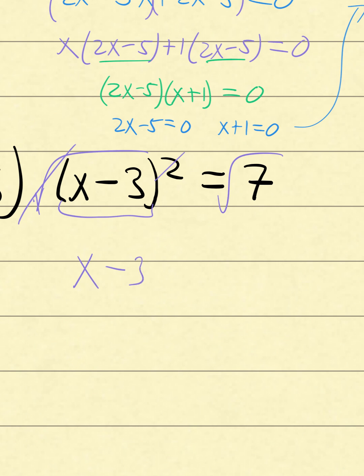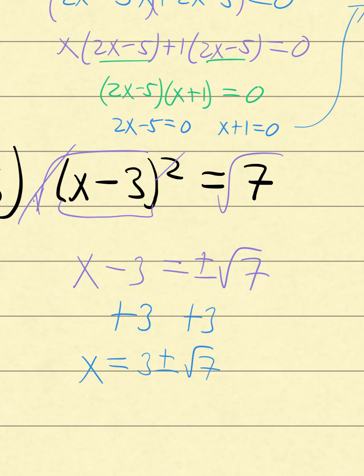So we get x minus 3 equals square root of 7? Plus or minus, right? Good. Positive and negative square root of 7. All right, and the last thing you want to do is add the 3 on both sides. So we get x equals 3 plus or minus the square root of 7.